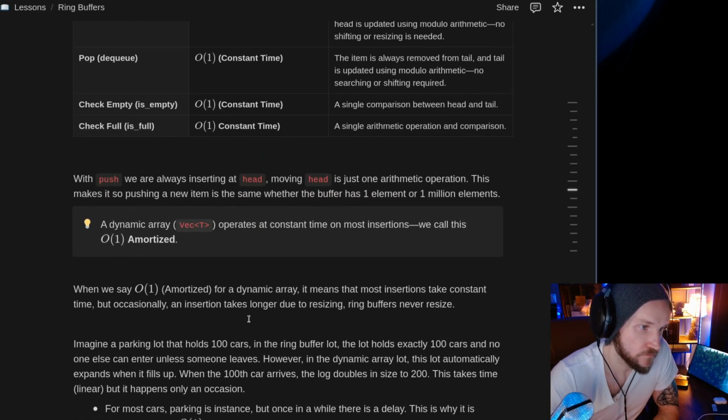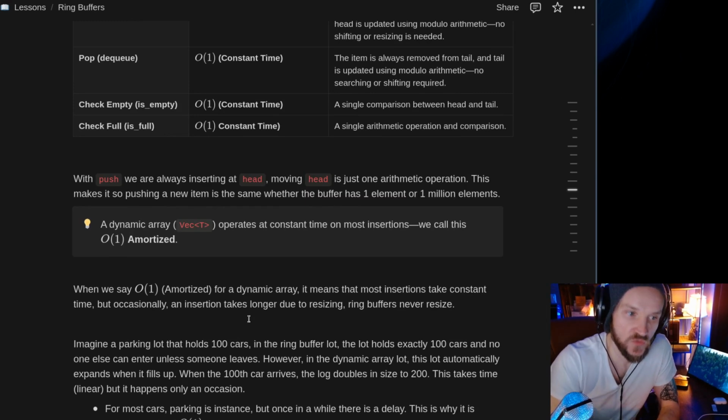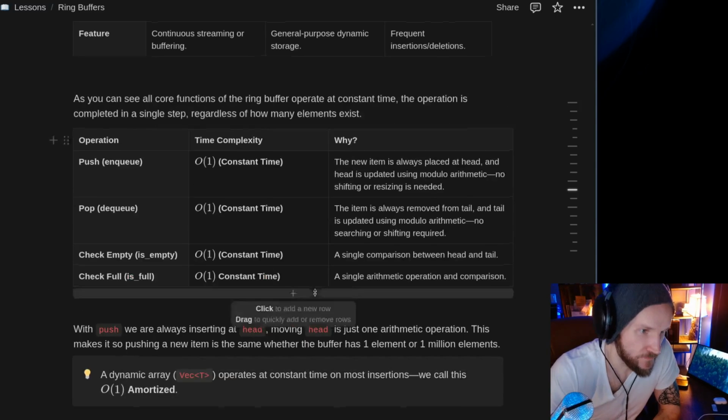Now, with push, we're always inserting at the head, right? And then moving the head is just one arithmetic operation. So this makes it so pushing a new item is the same whether the buffer has 1 element or 1 million elements.